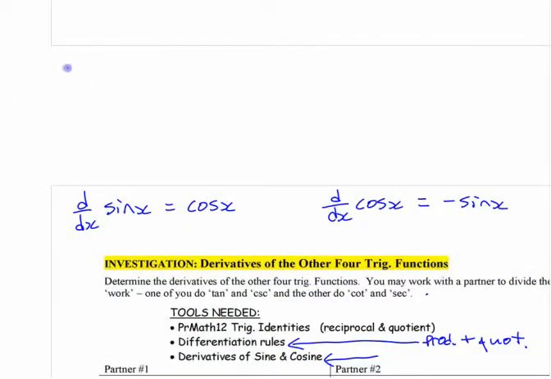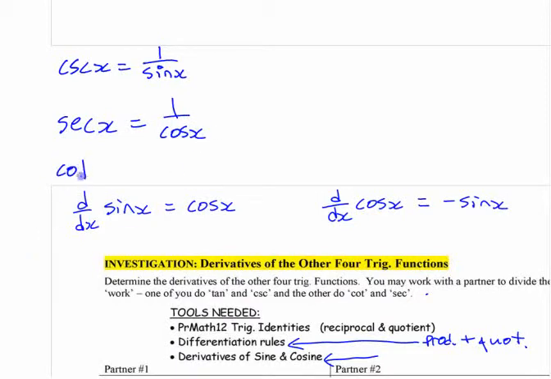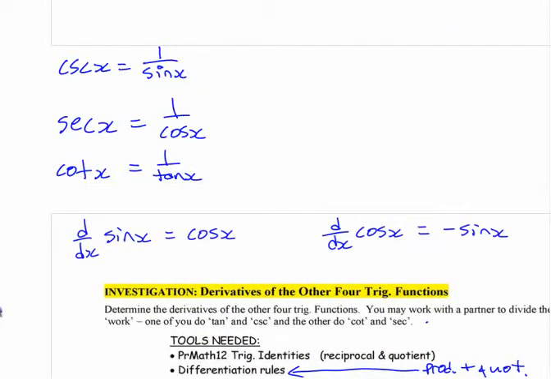Reciprocal and quotient identities, right? You need to know that cosecant x is 1 over sine x and that stuff. You can grab a formula sheet if you don't remember some of these ones. Secant is 1 over cos. Cotangent is 1 over tangent. The other two, the quotient identities here: tangent is sine over cos. And cotangent is the other way around, right?